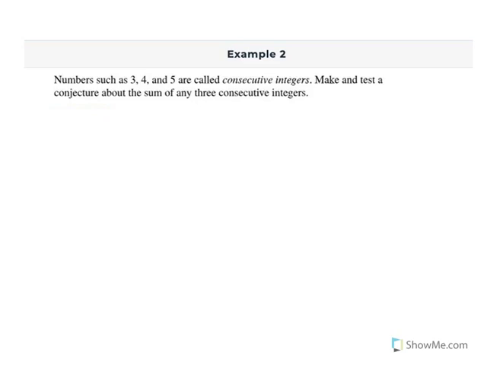Okay? So here we have an example. It's a little bit less fun. Okay? So it tells us that the numbers such as 3, 4, and 5 are called consecutive integers. Okay, so it would be like 10, 11, 12, right? So make and test a conjecture about the sum, so adding up, right, of any 3 consecutive integers.